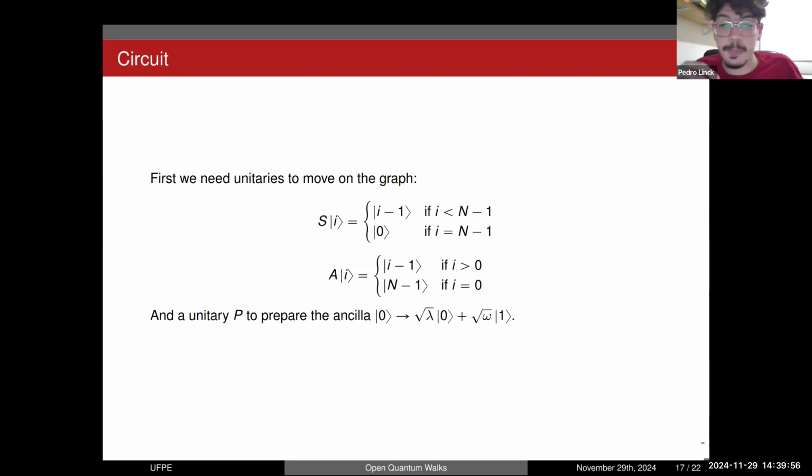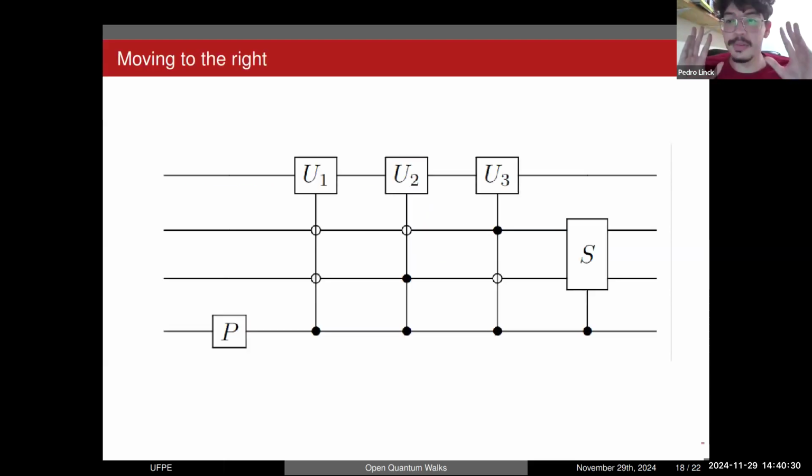We also need to prepare the ancilla, because we start with the ancilla on the state 0, but we don't want the state 0. We want it to be on state 0 with probability lambda and on state 1 with probability omega. So that, since 0 goes left and 1 goes right, there is a probability lambda of going left and omega of going right. Okay, how to move to the right?